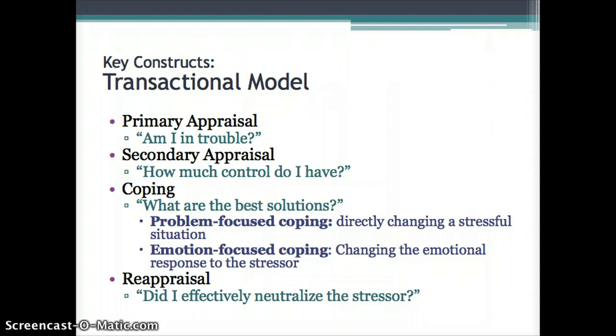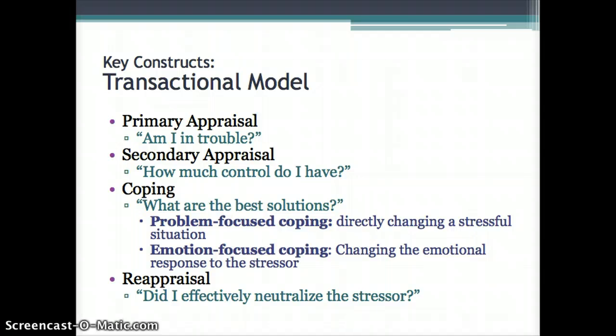So if you feel like you have a high amount of control over the situation, then your stress level is going to be lower. The level of control determined in secondary appraisal serves as the basis for the actions taken to negate that stressor, which is known as coping. The 2 main types of coping are problem-focused and emotion-focused coping. Problem-focused coping seeks to directly change a stressful situation, and emotion-focused coping seeks to change the emotional response to a stressor.